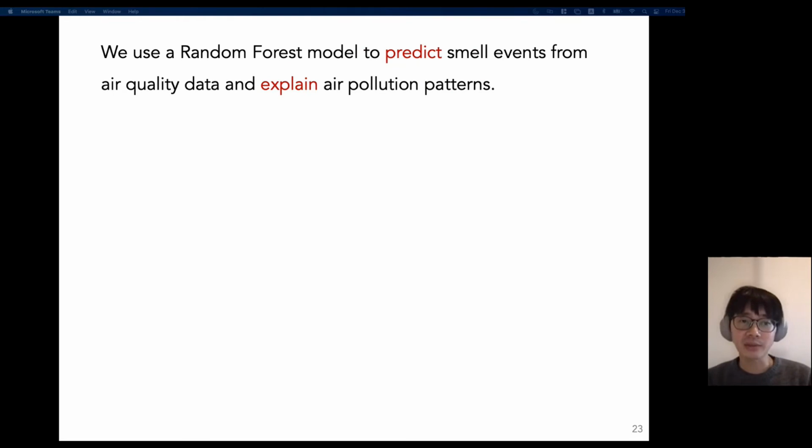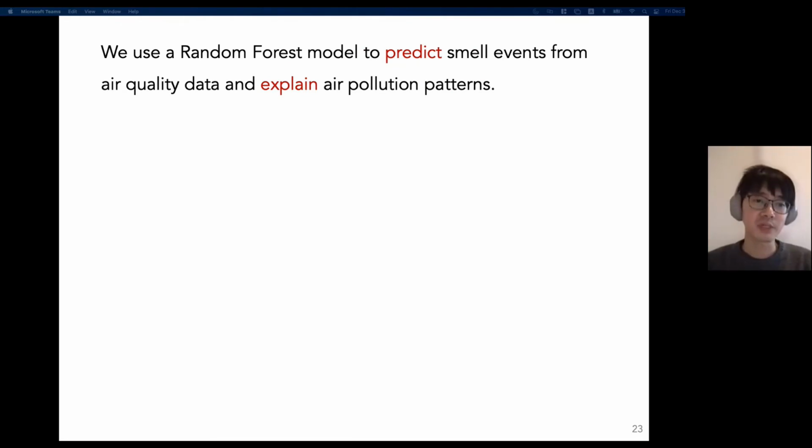We use an AI model. In this case, it's a random forest model. This is kind of a technical term, but here you can treat it as a function that takes some input and produces some output. Its primary goal is to predict the smell events from air quality data. So here is how it works.